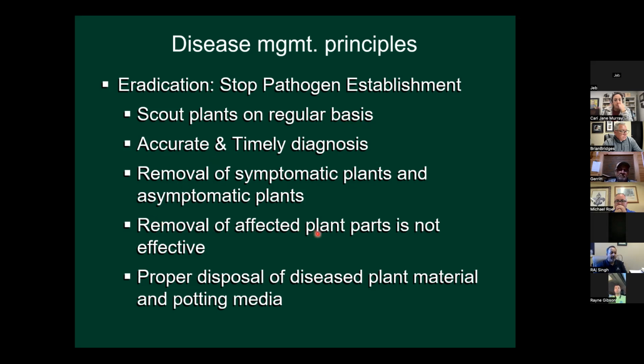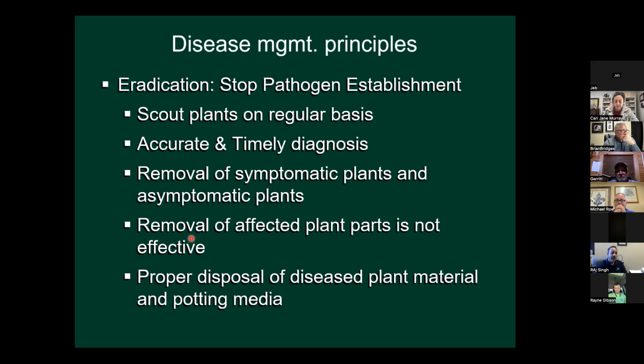Removal of affected plant parts is not effective in this case because remember, it is a root disease. So even if you cut out the symptomatic twigs or anything like that, the disease is going to come back. And when you prune some of those affected twigs, it is going to stress the plant out. Even if it's dead, it's going to stress out, and there is a higher chance that the pathogen will cause an infection.